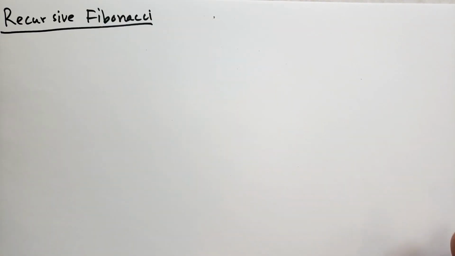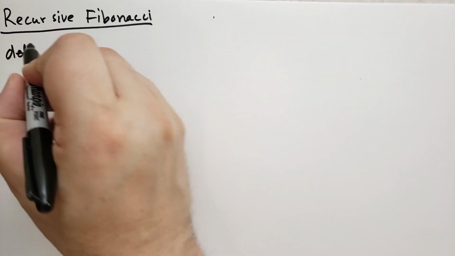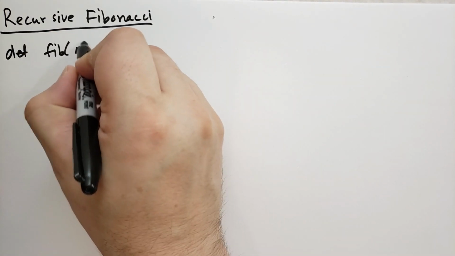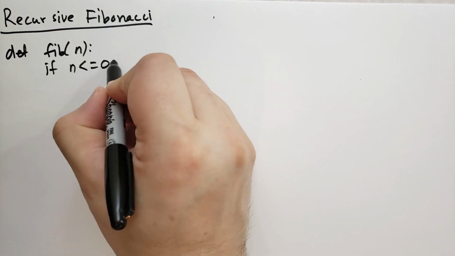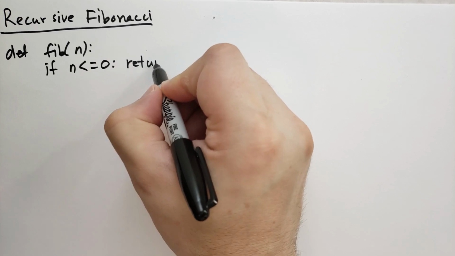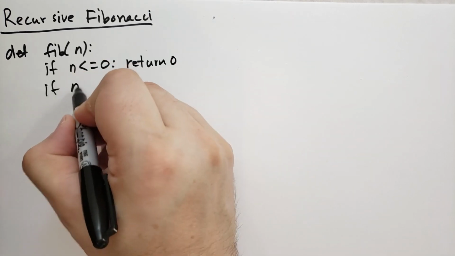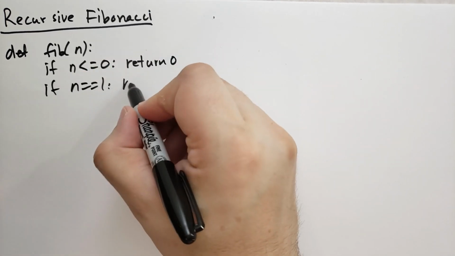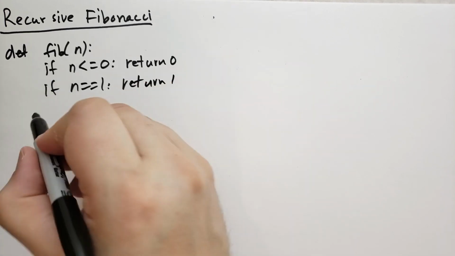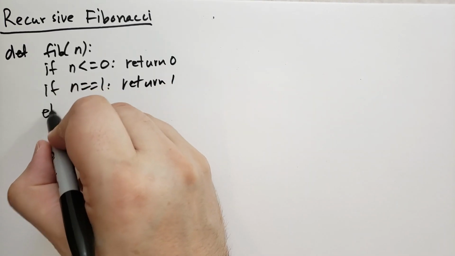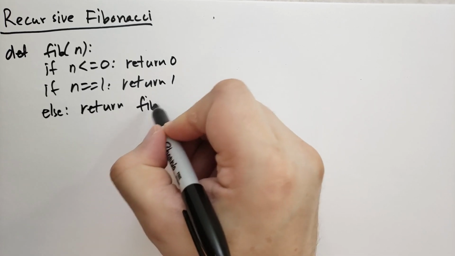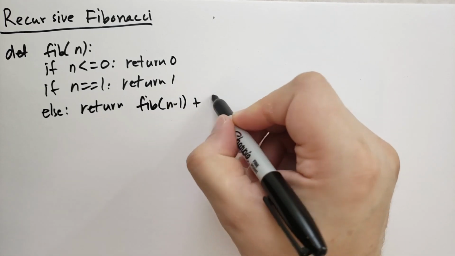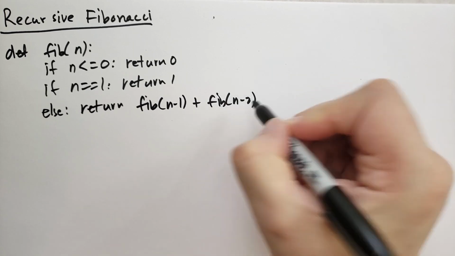Okay. As an example, let's analyze recursive Fibonacci. So recall that recursive Fibonacci looks something like this. It takes some parameter n. If n is less than or equal to 0, it will return 0. If n is equal to 1, it will return 1. And then otherwise, it will return fib of n minus 1 plus fib of n minus 2.